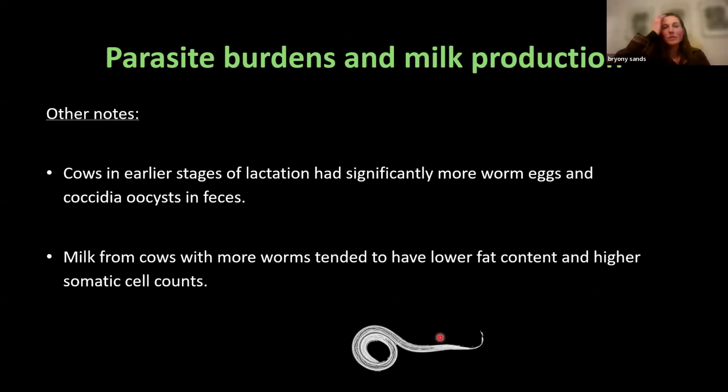Other notes were that cows in the earlier stages of lactation had significantly more worm eggs and coccidia in their feces. Obviously, the nutritional demands of calving and beginning lactation means that less resources are given to the immune system. So that just shows how important it is to be supporting those animals nutritionally. And then also milk from cows that had more worms also tended to have a lower fat content, and those animals had higher somatic cell counts.